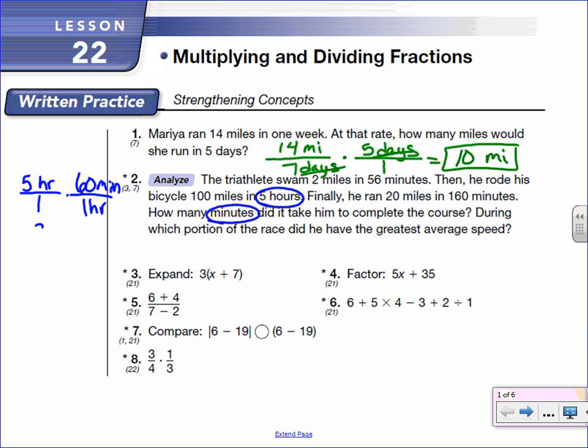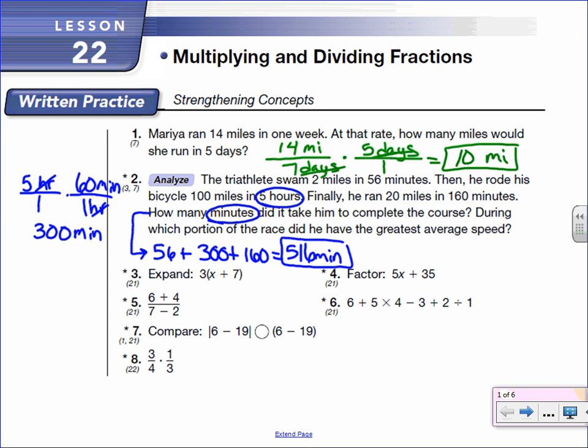Well, 5 times 6 is 30. And then 60 would make it that. Hours cancel out, so that's 5 hours is 300 minutes. So how long did it take him to complete the course? We have 56 minutes, 300 minutes, and 160 minutes. So 56, 356, 456, and then 516. Let's double check that. 56, 300, 160. Yep. So 516 minutes it takes him.